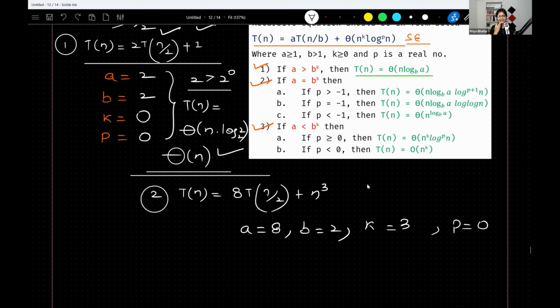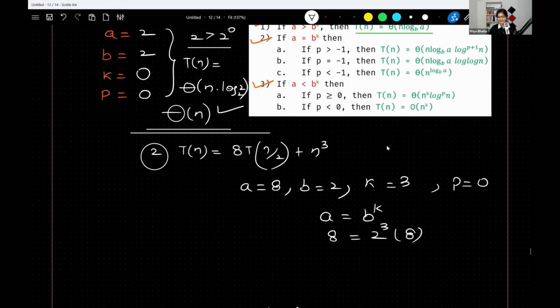What is the case we are lying in here? Third case? No, second case again. Second case, right? So A is equal to B to the power K in this case. 8 is equal to 2 to the power 3, which is 8.